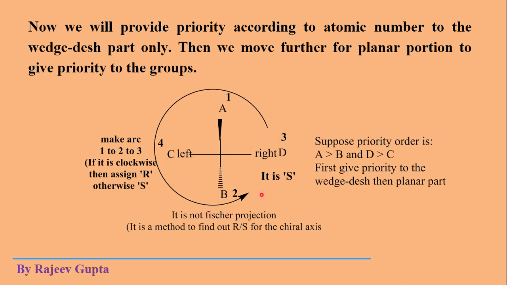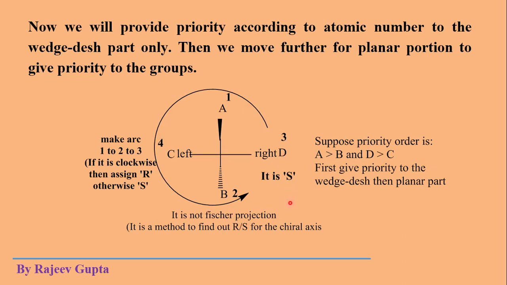If we find anti-clockwise, then it is S, the final result is S. If it is clockwise, then the final result will be R. There will be no change in this assignment, because this is not a Fischer projection. It is just a method to solve RS assignment of a chiral axis. Okay, so this is S.